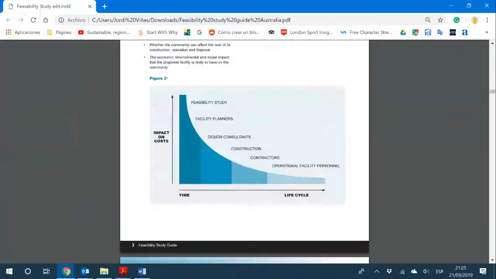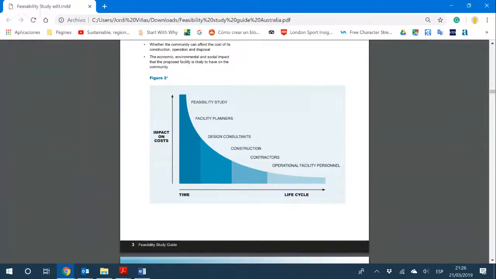If we move on a little bit, an interesting reflection on that is that if we look at what has more impact on costs, probably the more initial is the time of the project, the more impact it has. So the feasibility study, the facility planners, who at the end of the day define which construction should be done, have much more impact than any decisions that can be taken when we are managing this facility.